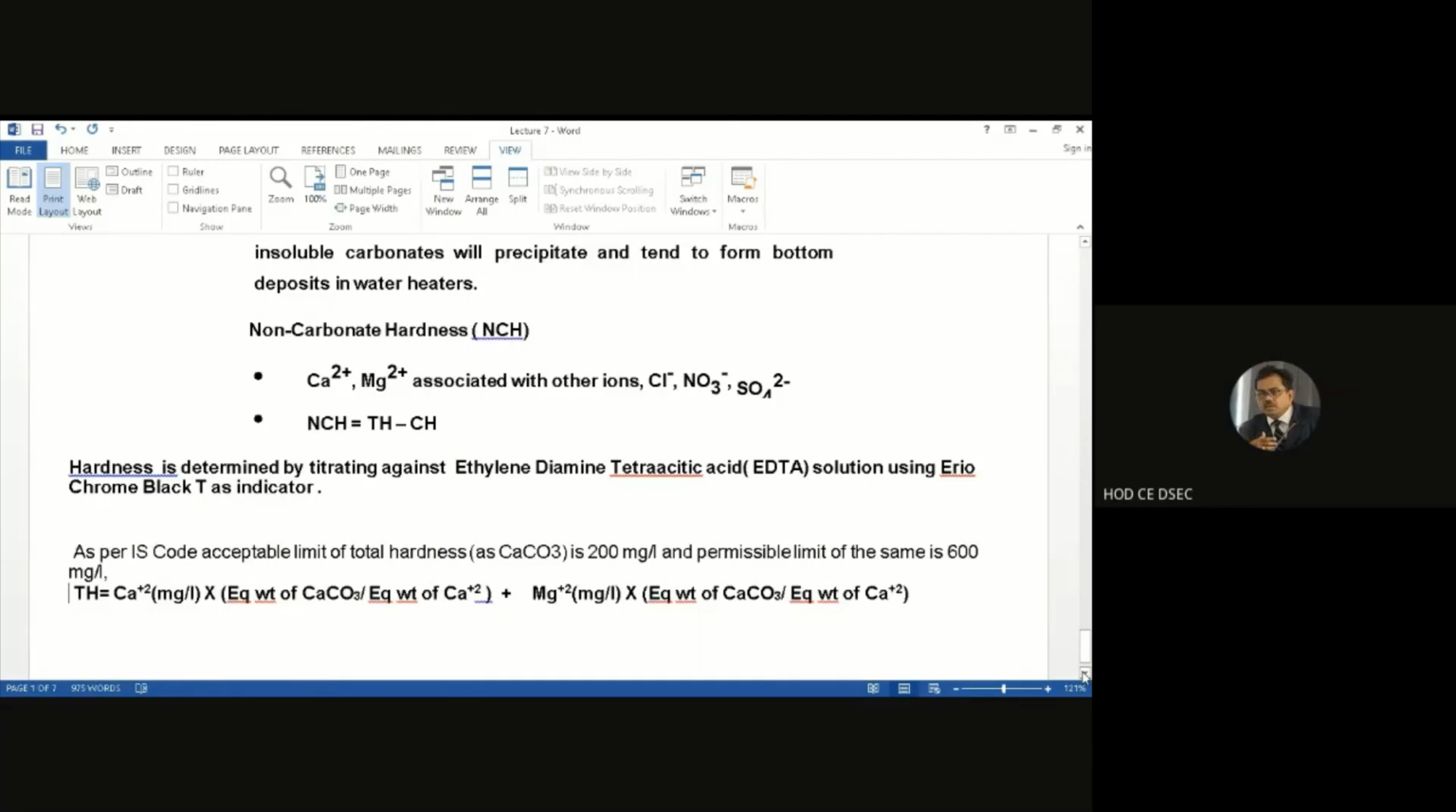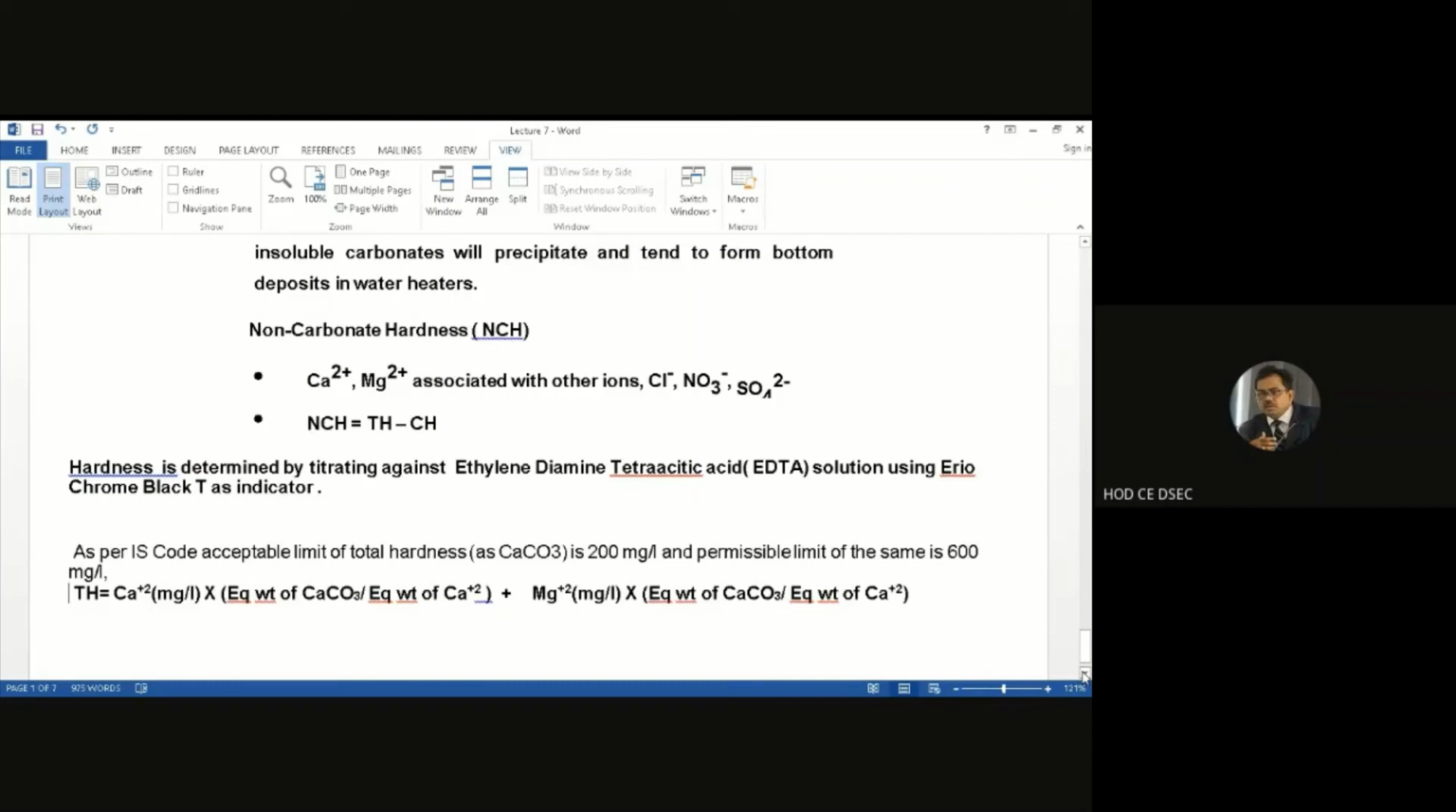Suppose the hardness of water is 400 milligram per liter as CaCO3. Since you are mentioning it on the scale of CaCO3, one conversion you need to do here. Calcium or Mg in milligram per liter is multiplied by the equivalent weight of CaCO3 divided by the equivalent weight of calcium. That multiplying factor you have to take care of while calculating the hardness of water after determination in your lab.